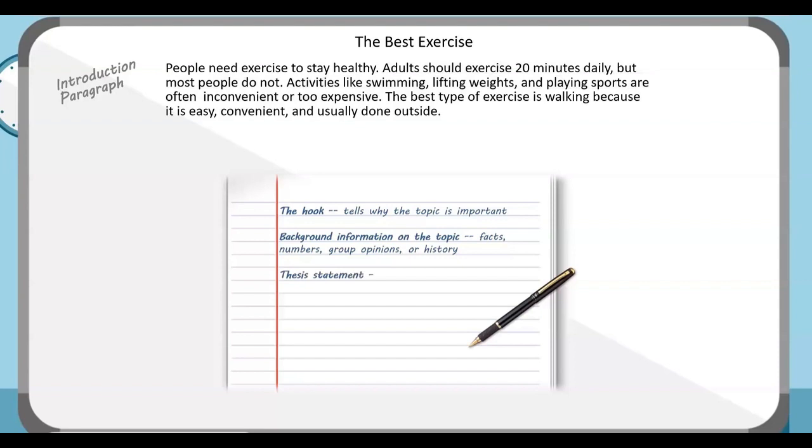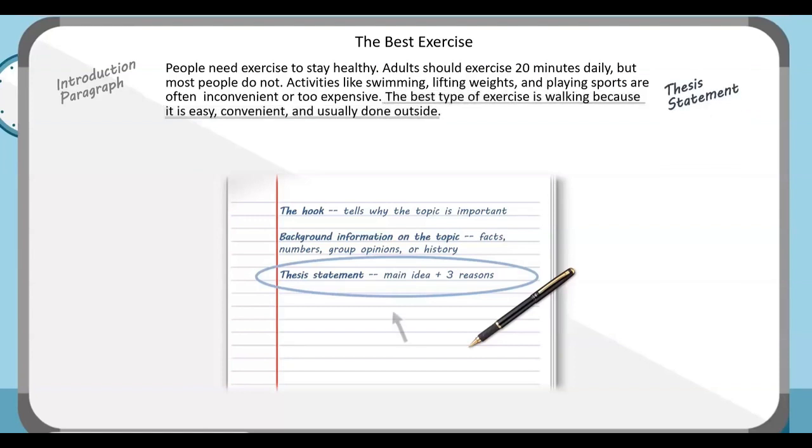And finally, we have our thesis statement, which includes our main idea and 3 reasons. So our thesis statement reads, the best type of exercise is walking because it is easy, convenient, and usually done outside. And remember that the thesis statement contains the main idea, which is your message about the topic. In this case, our main idea is that the best type of exercise is walking. The thesis statement also gives 3 reasons for your main idea. Our 3 reasons are, reason 1, because it is easy. Reason 2, it is convenient. And reason 3, it is usually done outside.